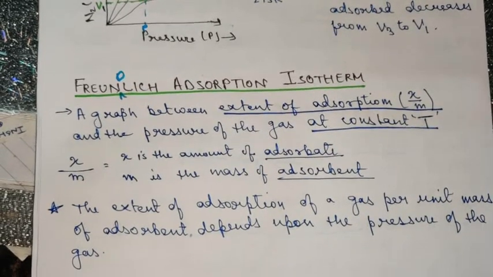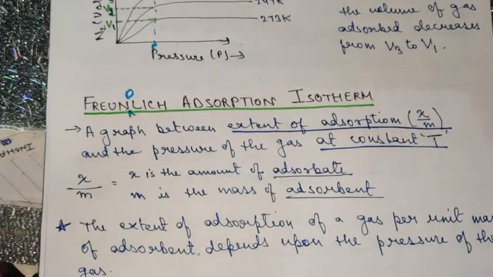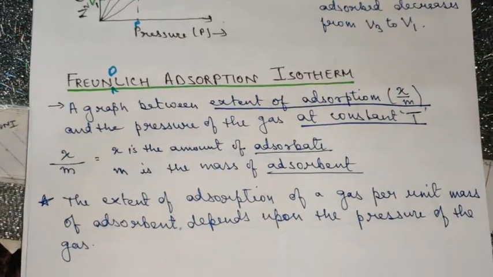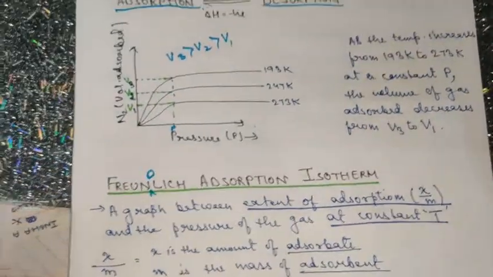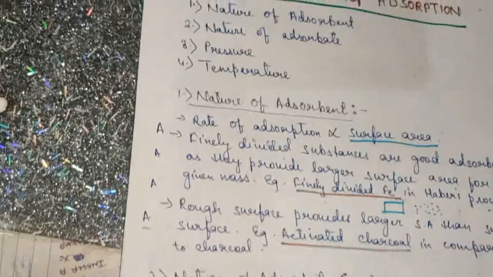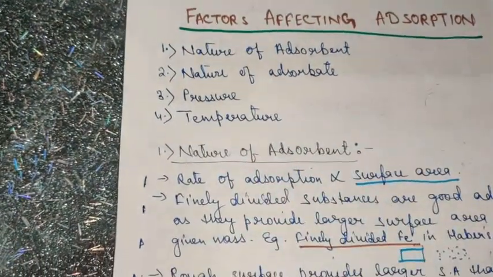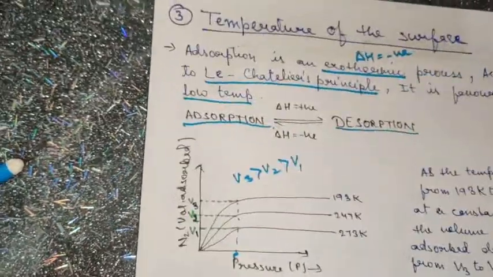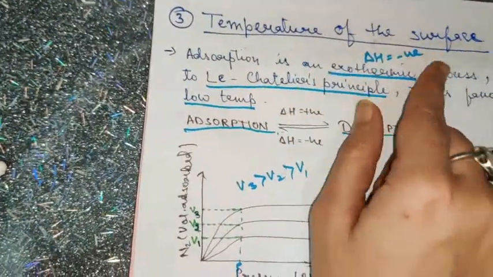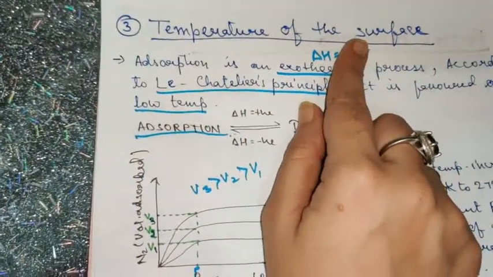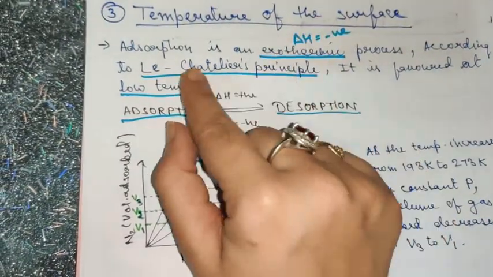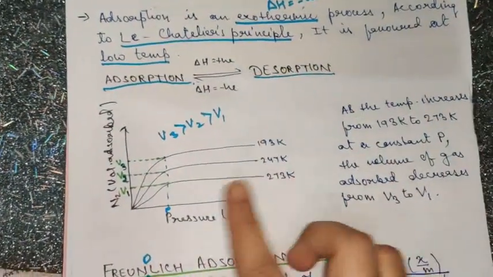Good morning, class 12. As you remember, in the last session I was telling you about the factors affecting the rate of adsorption, wherein I covered two factors: the nature of the adsorbent and the nature of the adsorbate. And I was discussing with you the temperature of the surface, how it affects the rate of adsorption, which I explained with the help of Le Chatelier's principle and this graph.